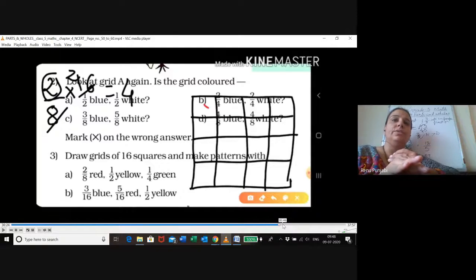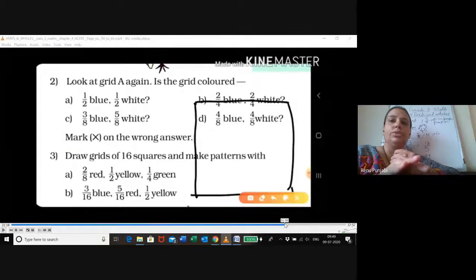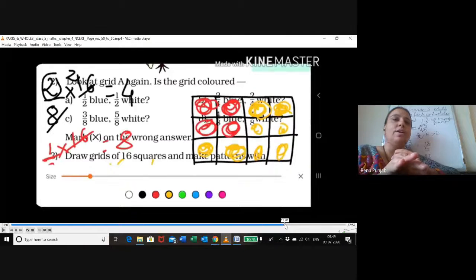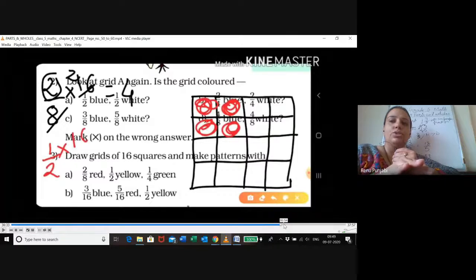What is the half of 16? What is the 1/4 of the 16? This way you have to calculate, my dear. Then you have to color. Try this at home. In case of any difficulty, see, half of 16 is 8. 1/4 of 16 is 4. So this way you have to color the pattern.